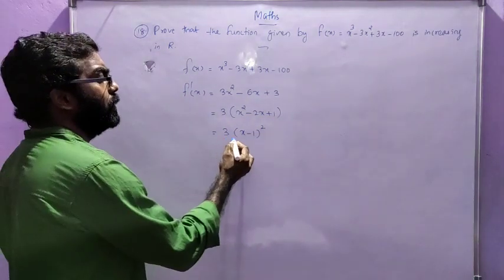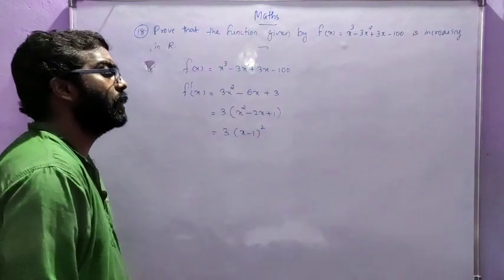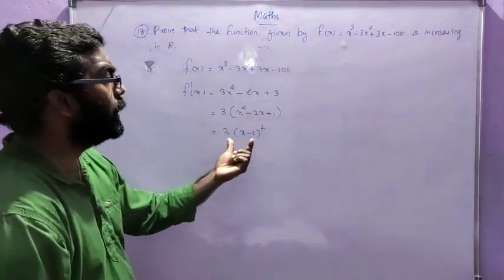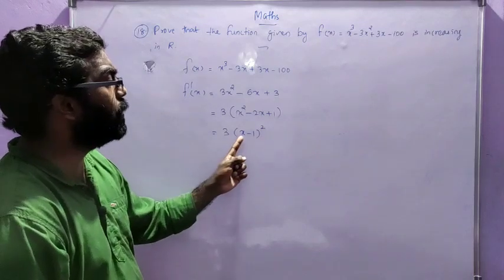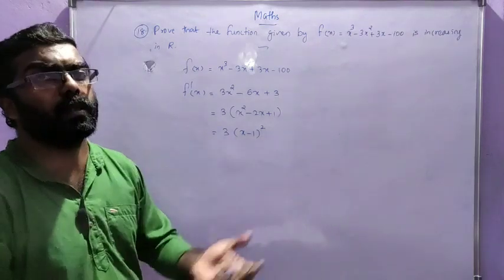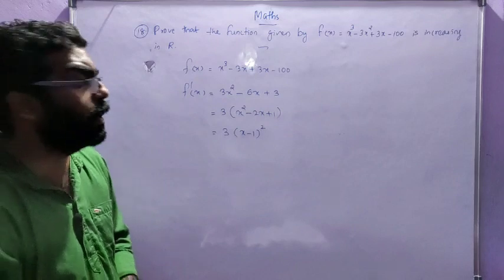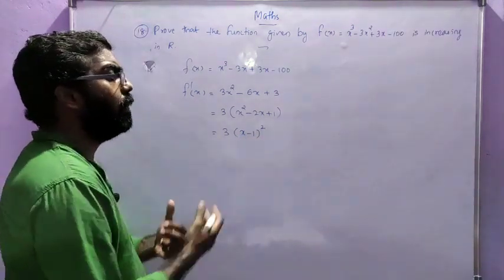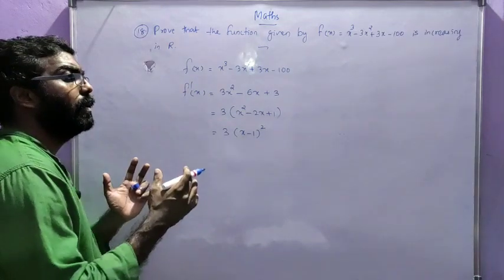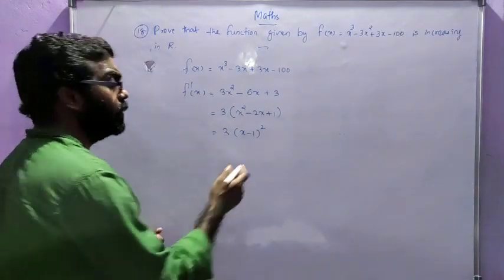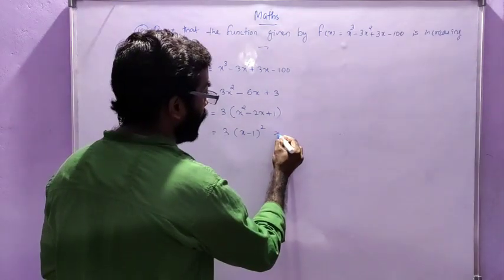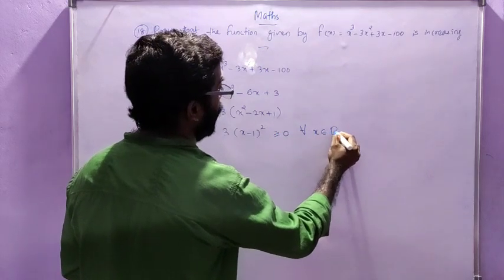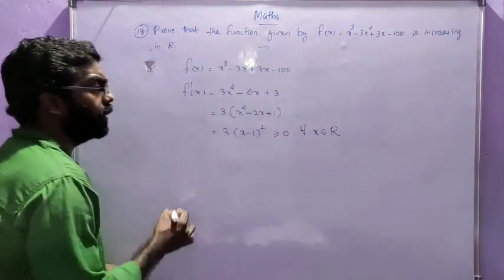Here 3 is a positive quantity and x minus 1 the whole square is always non-negative because it is a square. If we put any value instead of x, we get a positive value. If we put x is equal to 1, we get the answer as 0. In all other situations, we will get a value which is more than 0. So we can write f dash of x is greater than or equal to 0 for all x belongs to R. R means the set of all real numbers.